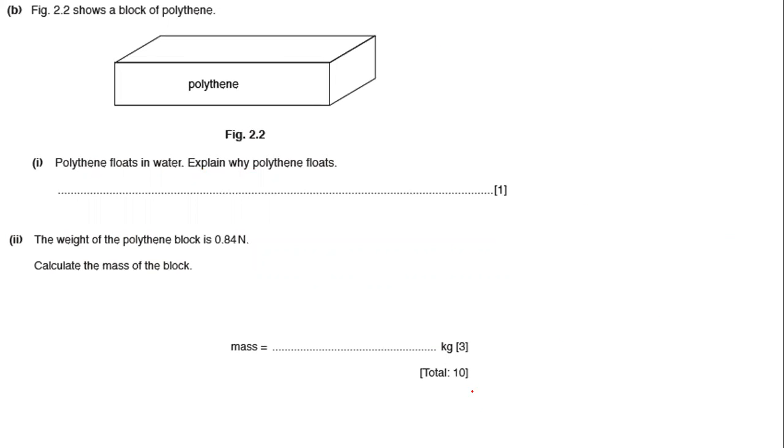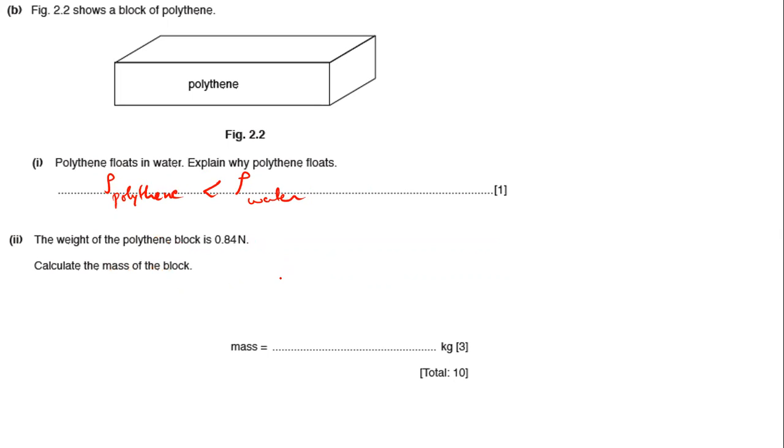Figure shows a block of polythene. Polythene floats in water. Explain why polythene floats. What is the reason? Because the density is... 1 mark. Yes, it has a lower density than water. Density of polythene is lesser than the density of water, and hence the polythene floats. Then the weight of the polythene block is 0.84 Newton. Calculate the mass of the block.